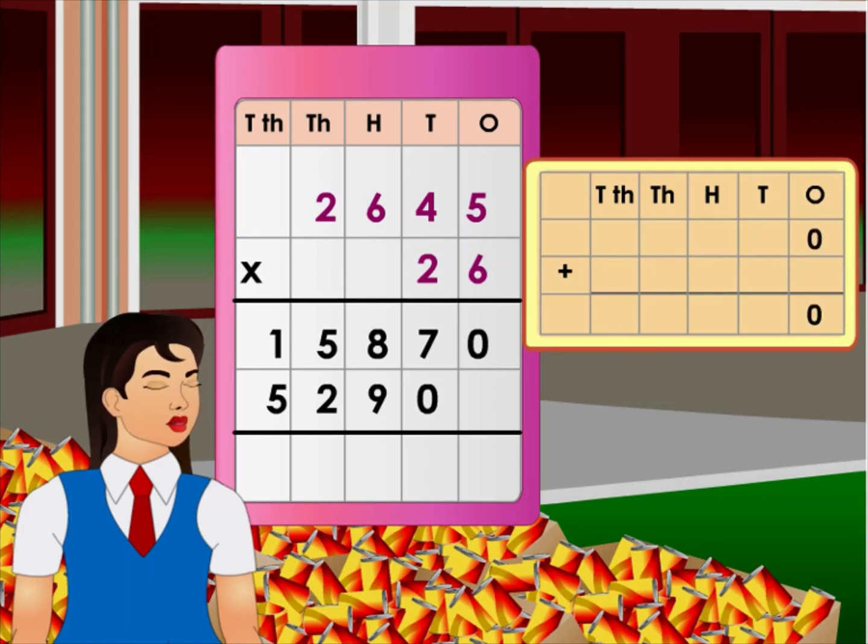I then add the two numbers. 0 plus 0 is 0. 7 tens plus 0 tens is 7 tens. 8 hundreds plus 9 hundreds is 17 hundreds. I write 7 below the hundreds and trade 1 to the thousands. 1,000 plus 5,000 is 6,000. 6,000 plus 2,000 is 8,000. 1 10,000 plus 5 10,000s is 6 10,000s. So the answer I get is 68,770.